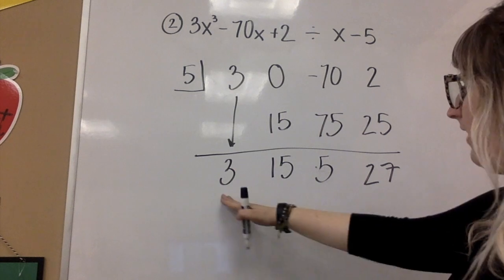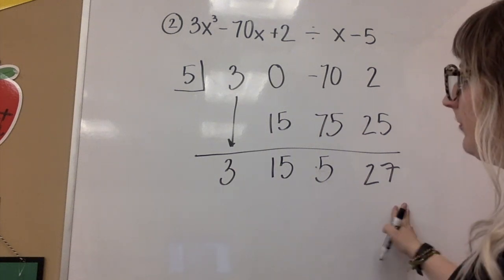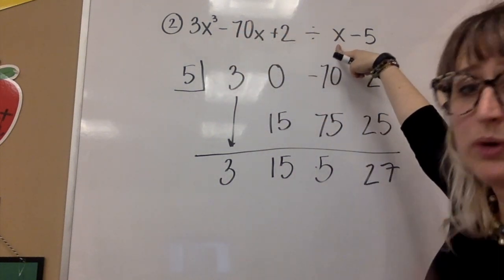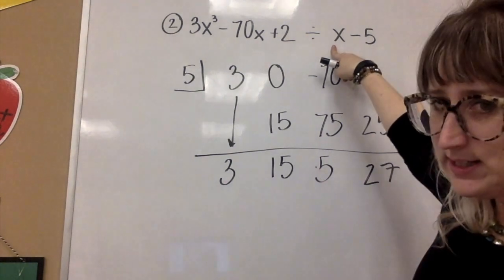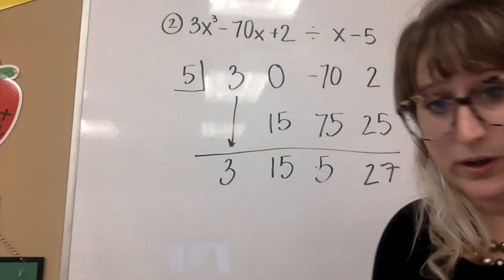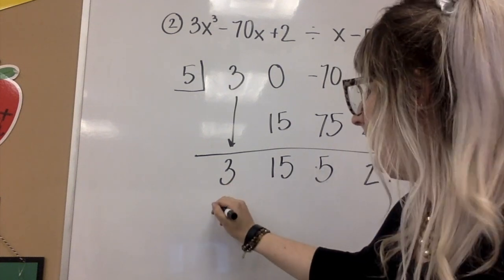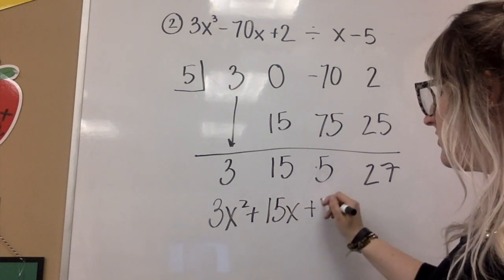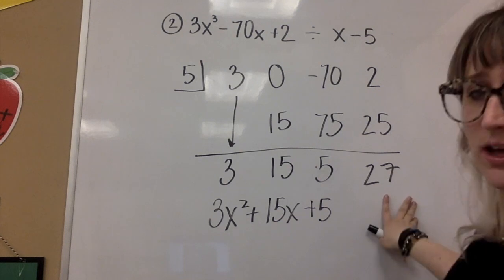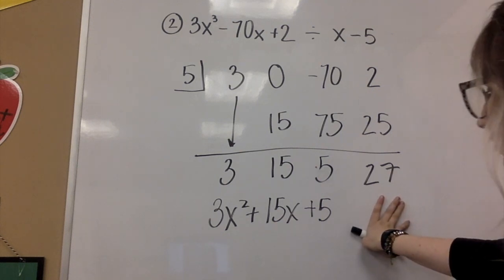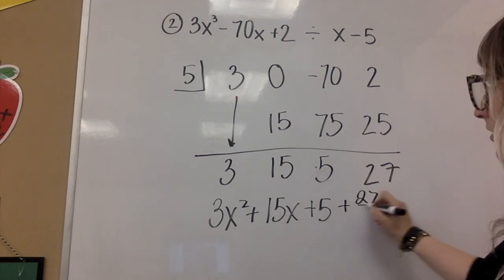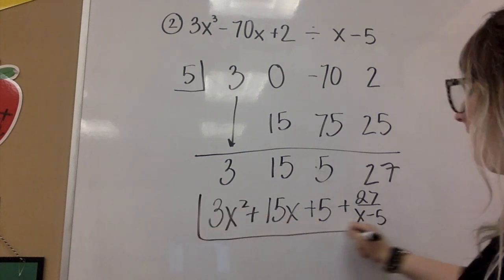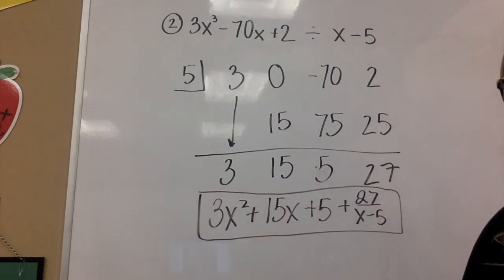So now that we are all done here, we're going to say, okay, well, if I'm dividing x cubed by x, then I'm getting rid of an x. So my new highest exponent is going to be x squared. So I take this term right here, and I'm going to write 3x squared plus 15x plus 5. And if you get a number in this last column, that means you have a remainder. So I'm going to add 27 over x minus 5. And that is your answer for number 2.